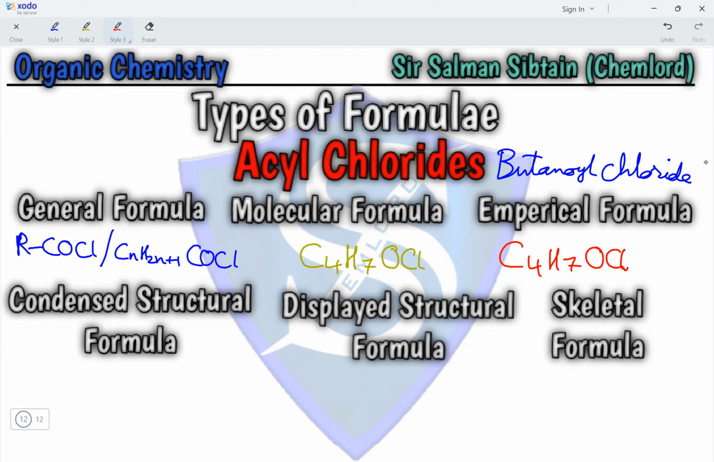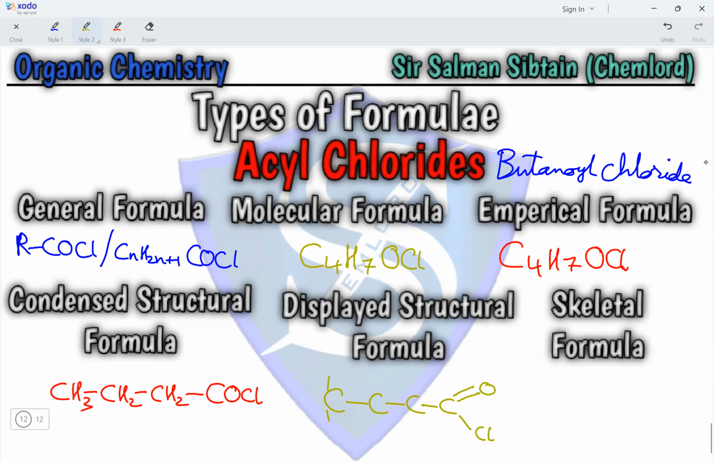The condensed structural formula would begin with the first carbon atom, which is part of the functional group, so COCl. This would be attached to a CH2, then again attached to a CH2, and finally attached to a CH3, thus completing the four carbon chain. In order to show the displayed formula, we would have four carbon atoms attached to each other in a straight chain, with one of the carbon atoms at the terminal attached to a double bonded O and a single bonded Cl. The other end would have a carbon atom attached to three hydrogen atoms, and the remaining two carbon atoms being attached to two hydrogen atoms each.